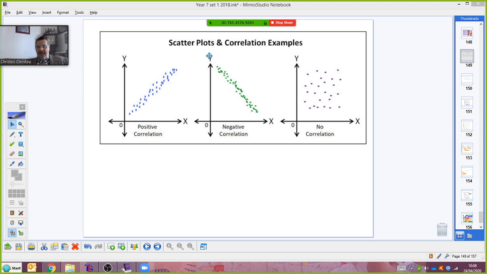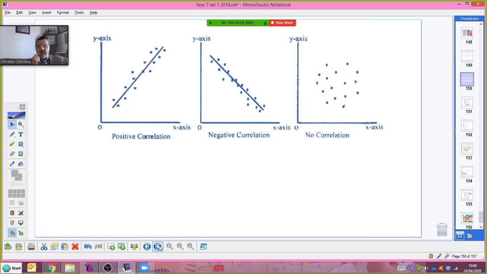True, because it's not that and it's not that. It's all over the place. There's no relation whatsoever. Let me give you some examples. Look at this. If there's a positive correlation, you can pick up your ruler and draw a lovely line of best fit through the points. Can you see that? And then you can read off one quantity and the other.